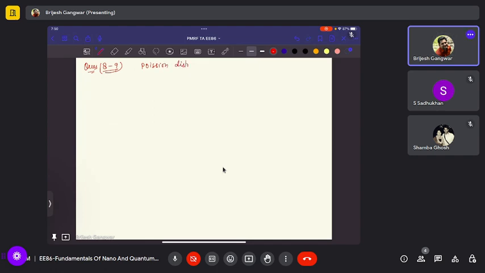Poisson distribution for mean values 0.1, 1, 5 and 10. These are given. So how can you plot?